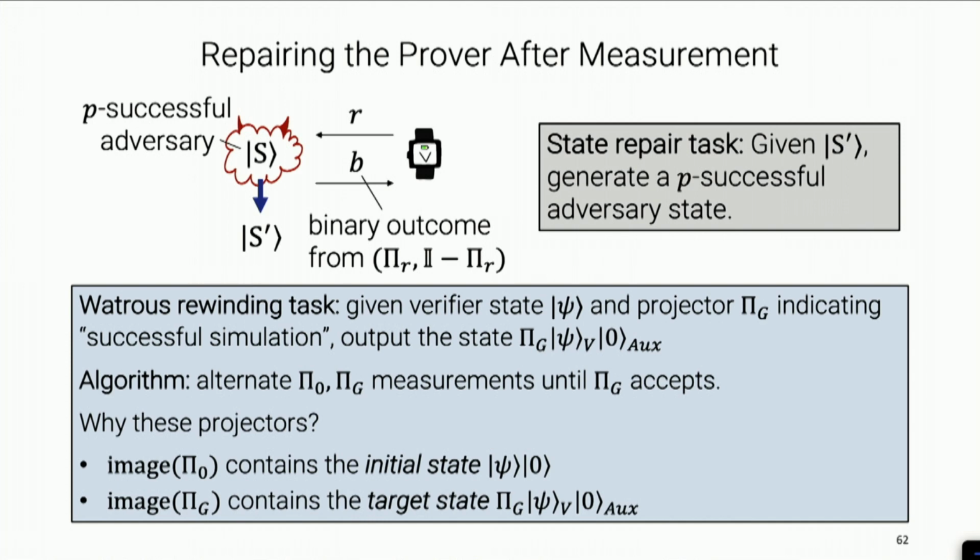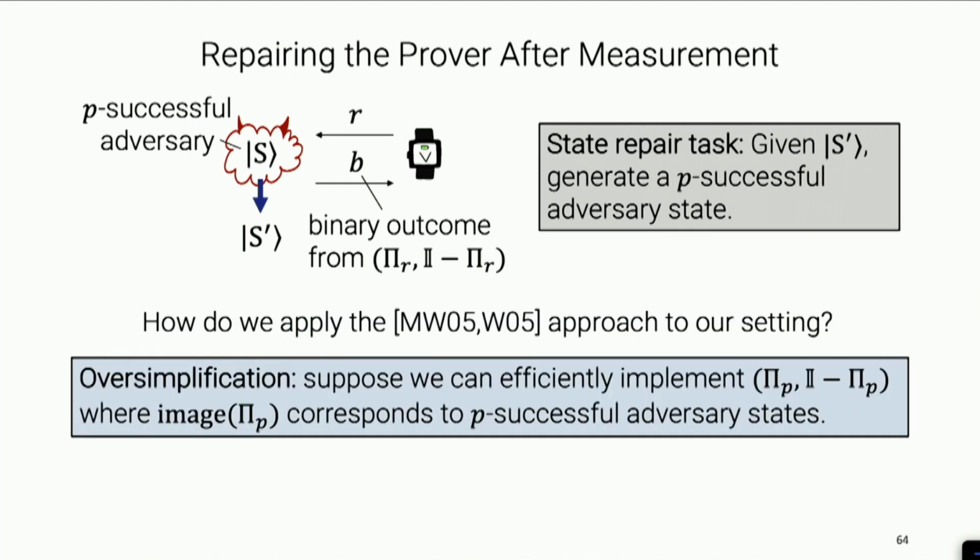So with this high-level intuition that one projector should contain where you're currently at, and one projector should specify where you want to go, how would we design two projectors? How do we pick two projectors that are going to solve the state repair task for us? Even with this, it's not so clear, but let me make a huge oversimplification that may make it easier. Let's say that we could efficiently implement some projector pi p, a binary projective measurement, where the image of pi p exactly corresponds to adversary states that are p successful, that have success probability at least p.